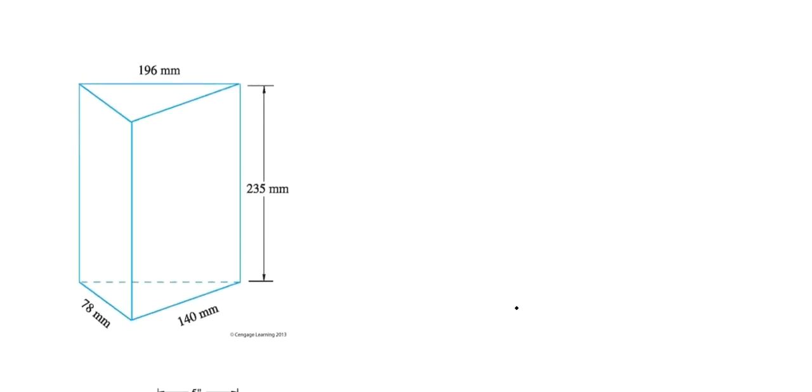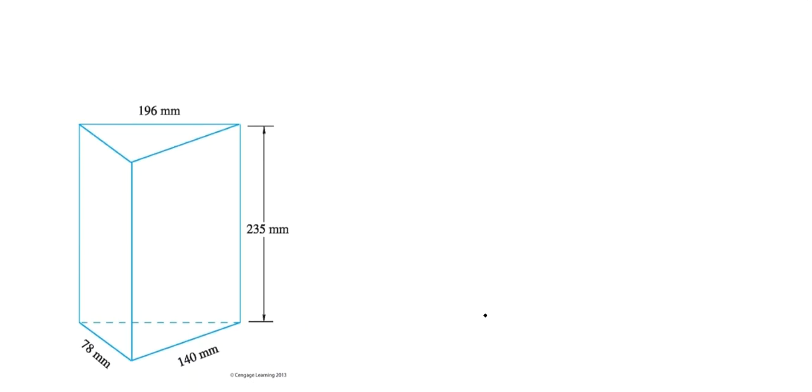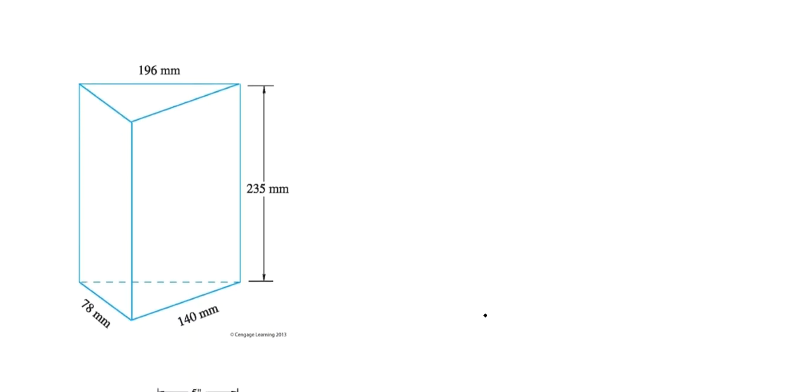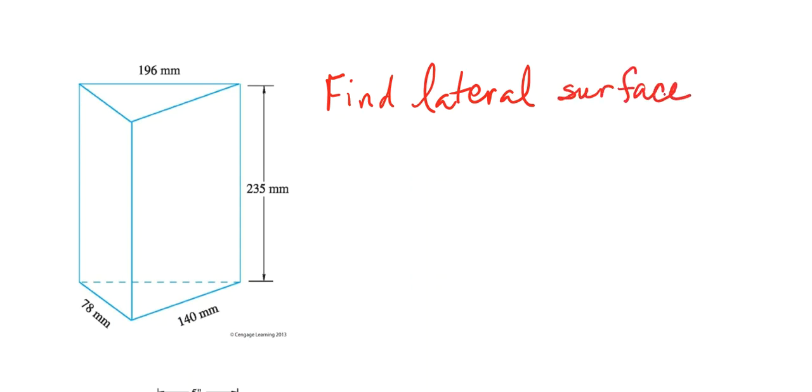Our first shape here is a polygon that has gone straight up, so we have a prism. Our base happens to be a triangle. On this one, we are going to be finding the lateral surface area. I'm not going to do all three of them on every shape because that takes too much time. I'm going to do one thing on each shape.